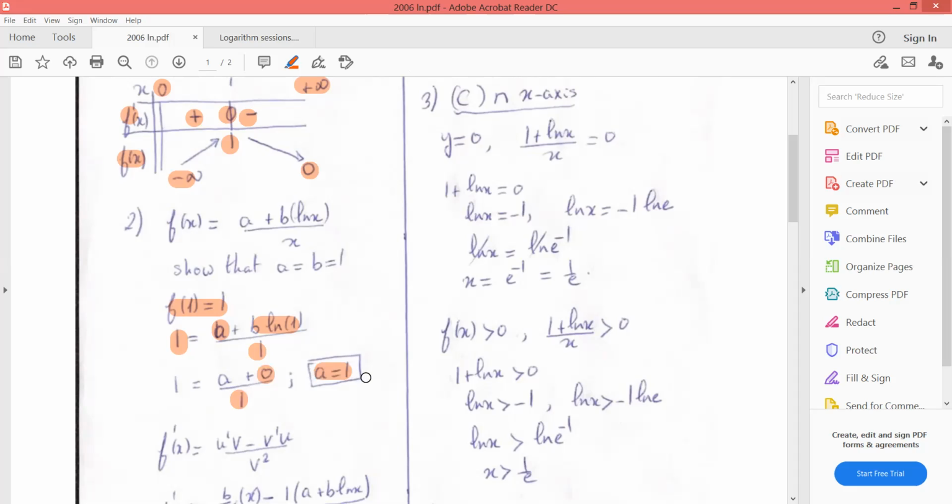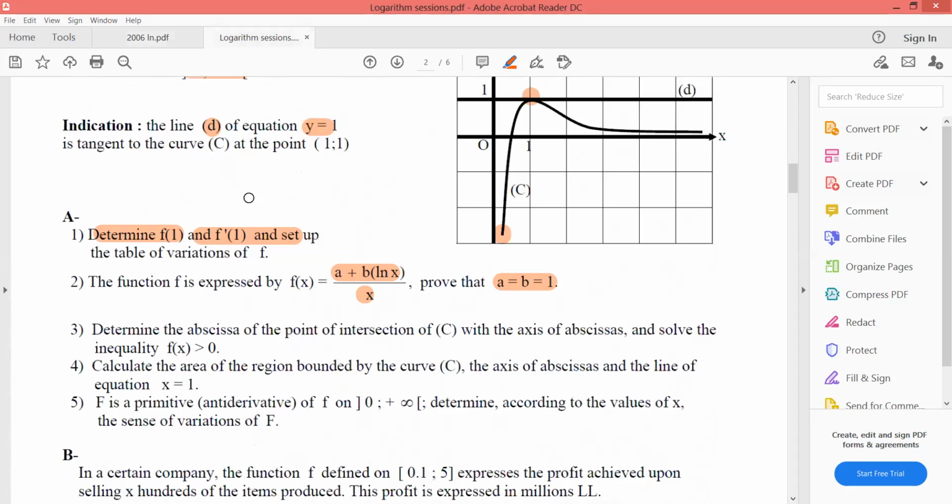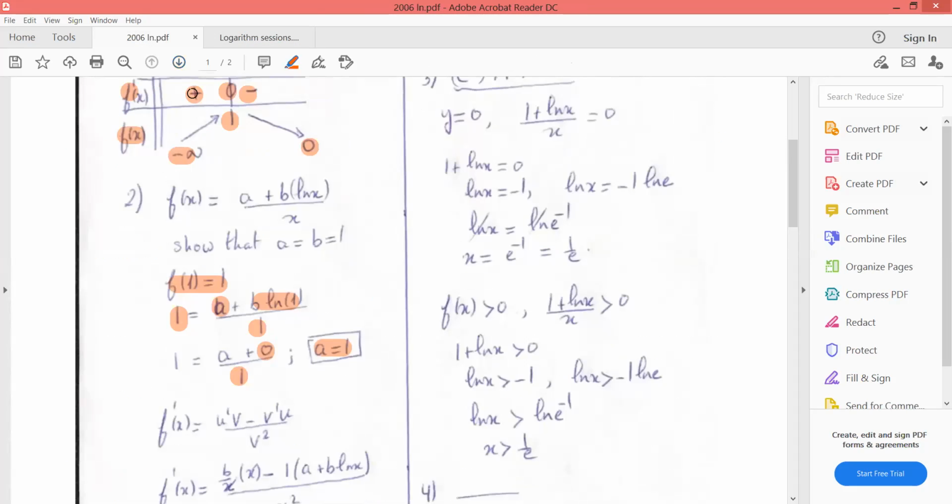Any questions about the calculation of a? So f of 1 equals 1. I put 1 equals a plus b ln 1 over 1. Ln 1 is 0 times b is 0. So we get a equals 1. Second condition we are going to use is f prime of 1. How much did we find for f prime of 1? 0. So let's find the derivative.